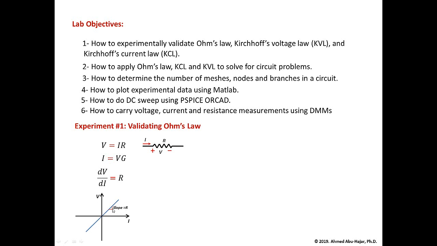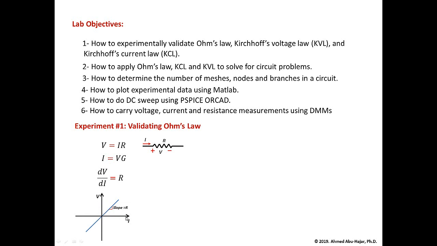Here we have delta V over delta I as the slope. So it's V versus I. And you can see that we can have negative voltage. When the voltage is negative, the current is negative. And when the voltage is positive, the current is positive.